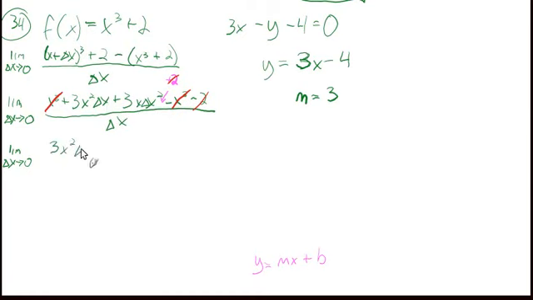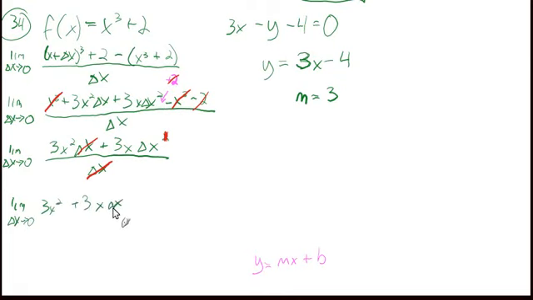3x squared delta x plus 3x delta x squared over delta x. And this delta x is going to cancel this and one of these, turning this into delta x to the first. So it becomes the limit now of 3x squared plus 3x delta x. Put a 0 in for delta x. Here's a delta x that goes to 0, so all that's left is 3x squared.